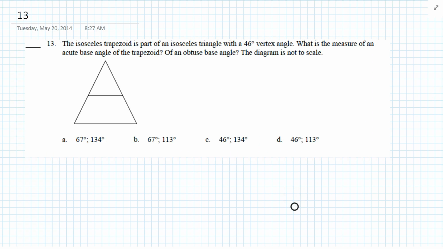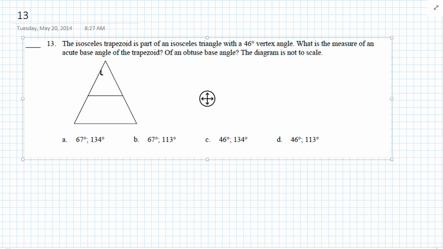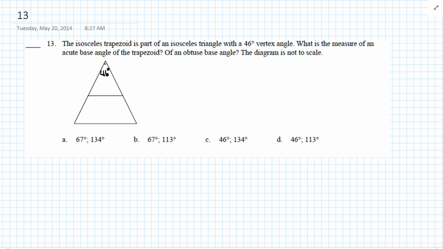13. The isosceles trapezoid is part of an isosceles triangle with a 46 degree vertex angle. What is the measure of an acute base angle of the trapezoid? Of the obtuse base angle. So here's what it wants. Here are acute angles. That's the first one it wants. And then it wants these.